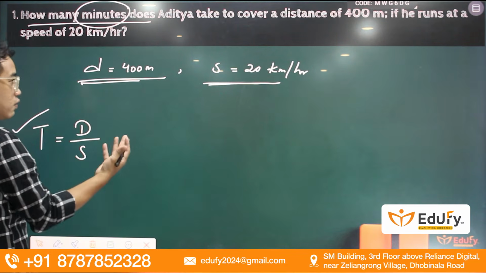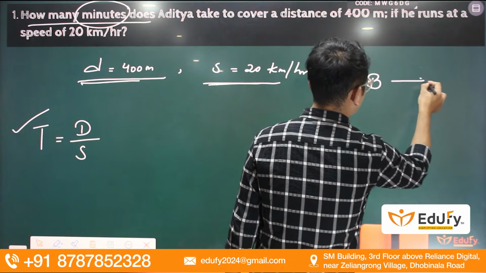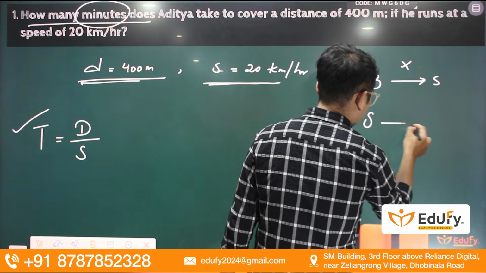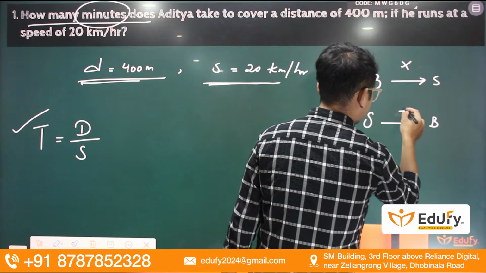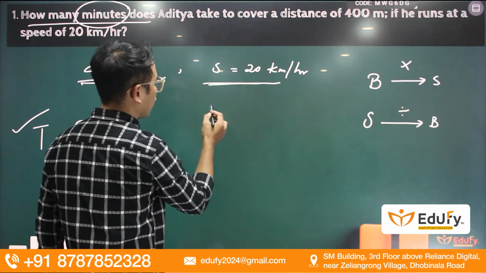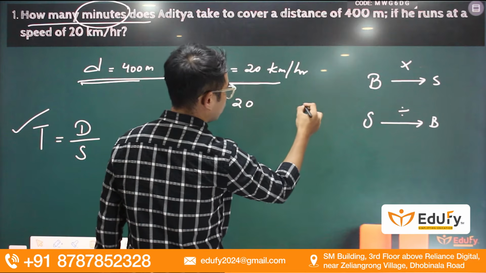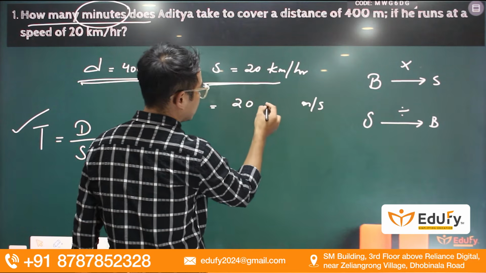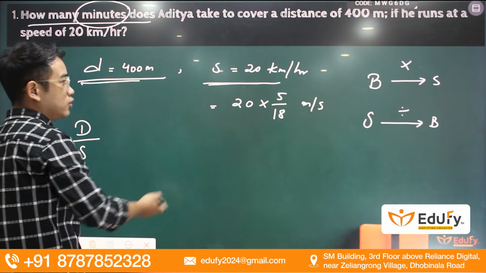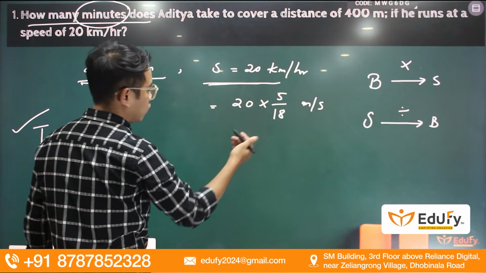Whenever you are converting from a bigger unit to a smaller unit, we always multiply. If we're converting from a smaller unit to a bigger unit, we always divide. It's always easier to multiply, so I would like to change this one. Now this one, 20, whenever we're converting kilometer per hour into meter per second, we always multiply it by 5 by 18. That's the value we remember, which is 1000 by 3600. When we cut it, it gets 5 by 18. So that's a short way to do it.